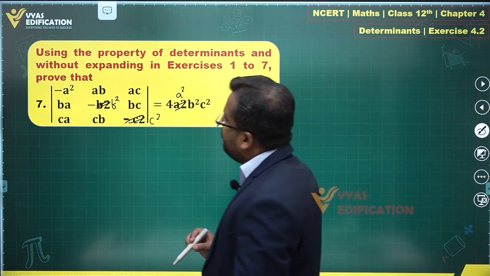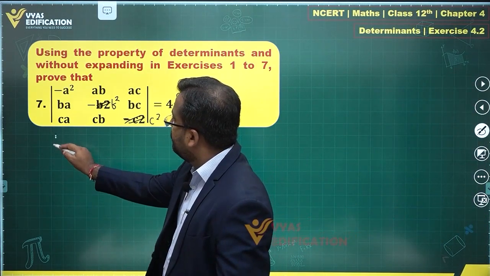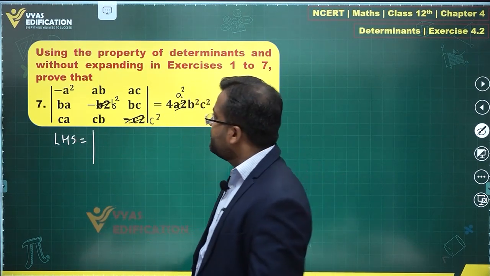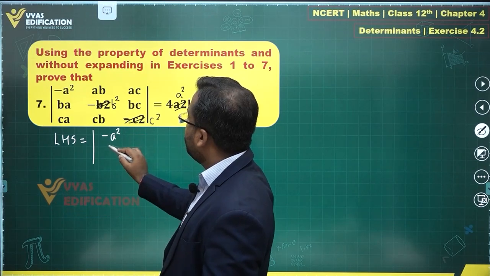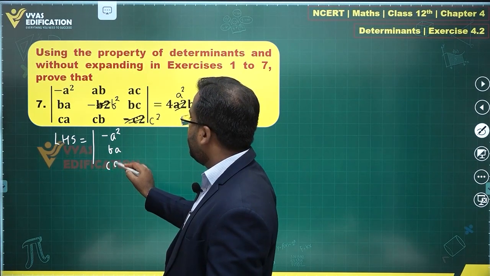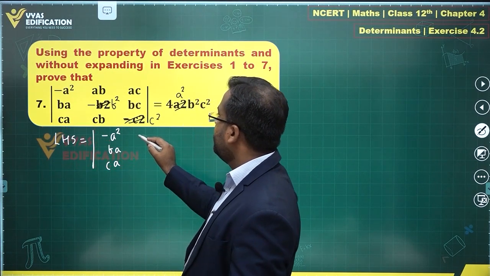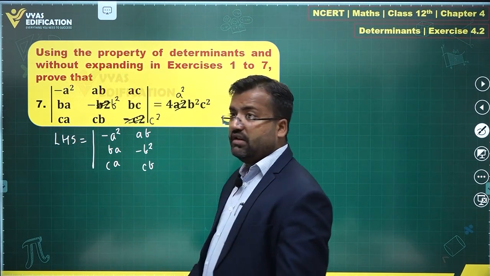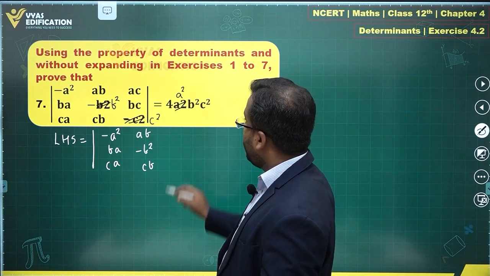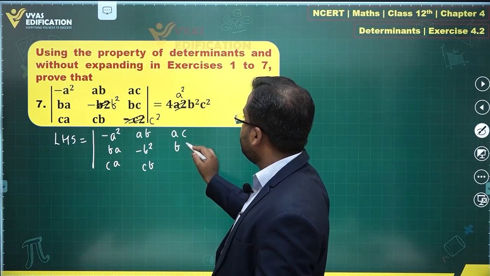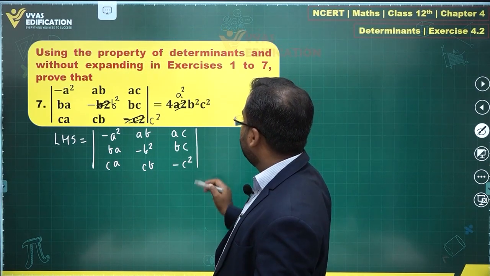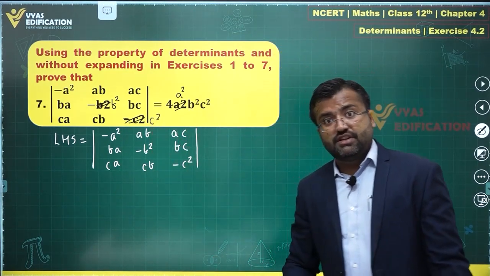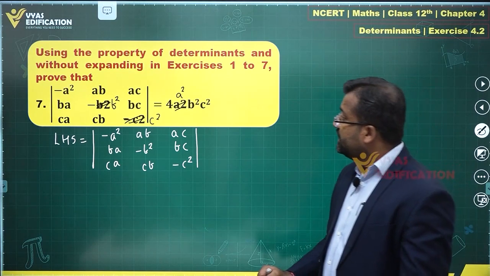In the LHS, what do you have? In the LHS, the determinant that we have, let me rewrite it so these corrections are clearly visible. We have minus a square, ba, ca. Oh, there are plenty of a's over here. Then you have ab, minus b square, cb over here. Then you have ac, bc and minus c square. So there are plenty of a's, plenty of b's and plenty of c's in this, as you can observe.